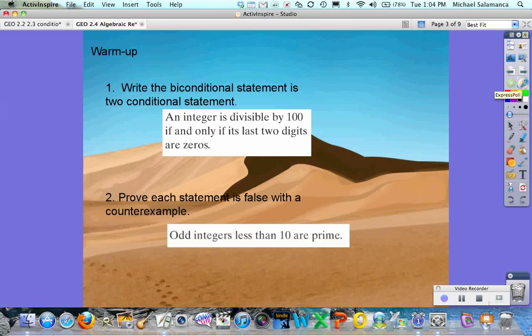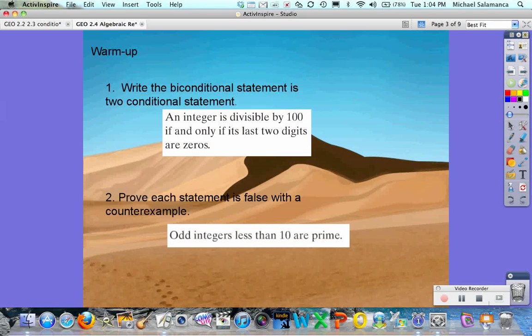So, quick warm-up. Number 1, write the biconditional statement as two conditional statements. Number 2, prove each statement is false with a counterexample. This would be a really good time for you to pause your screen. Hopefully you paused your screen and you're now just coming to check your answers.